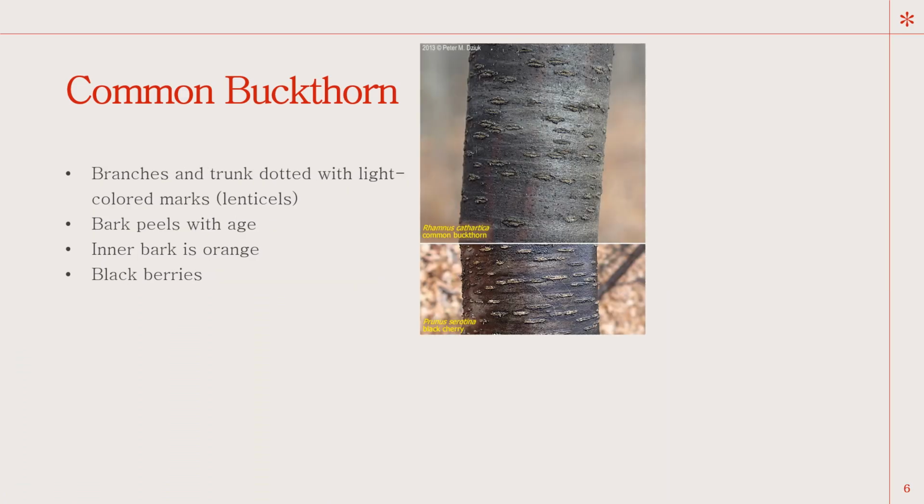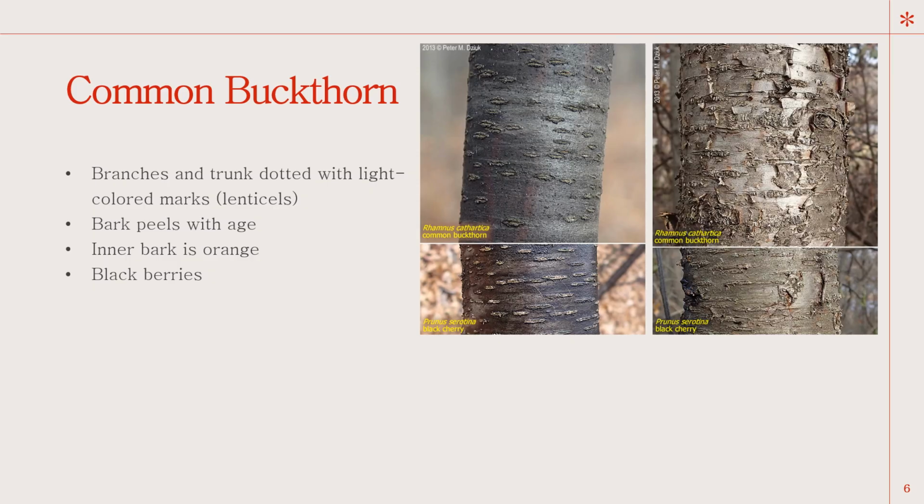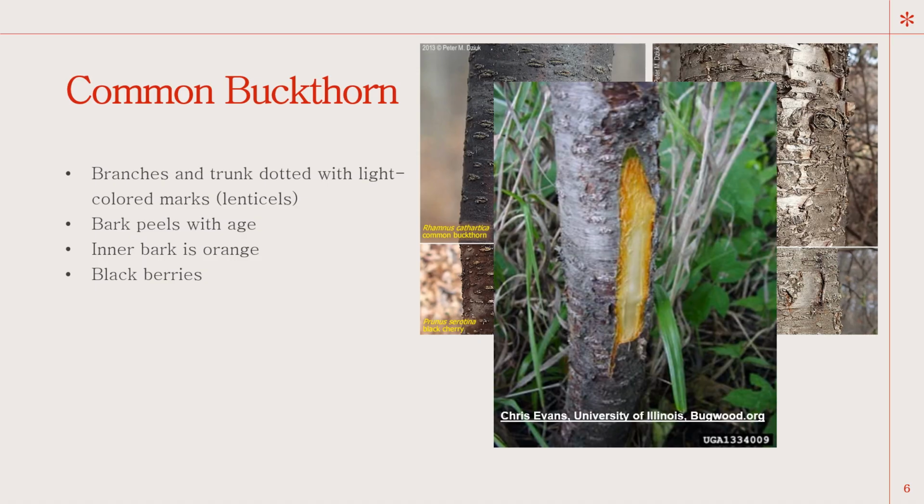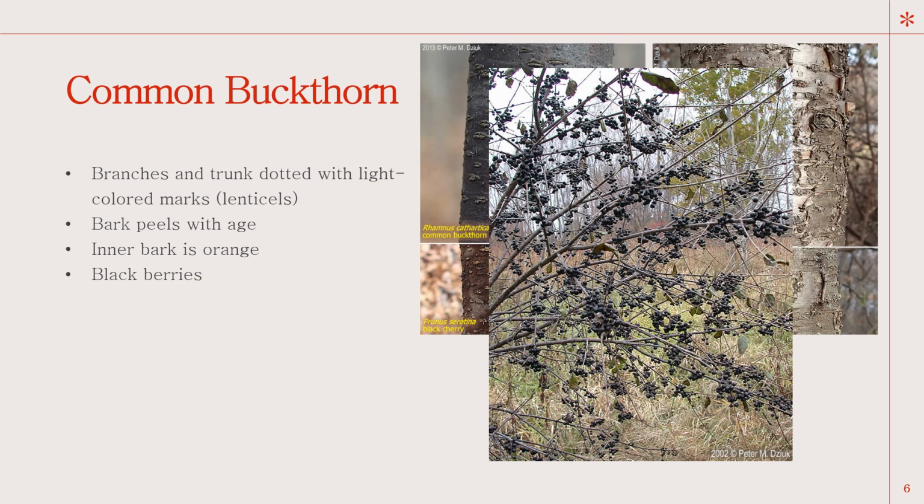The branches and trunks of buckthorn are dotted with these light colored little markings, which are called lenticels. It's sort of how oxygen is transferred between the tree and the outside. As the trunks and trees get older, they start to become a little bit more peely, kind of like paper curling up. And the key signature of buckthorn is that orange inner bark. If you were to shave off the outside of that just a little bit, you would see that bright orange inner bark area. And it produces a ton of dark black berries.